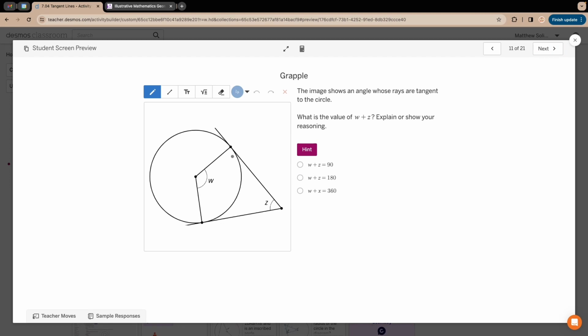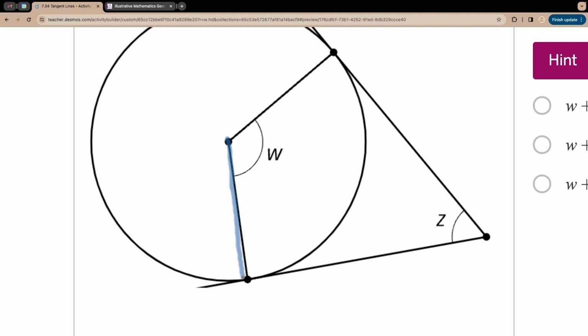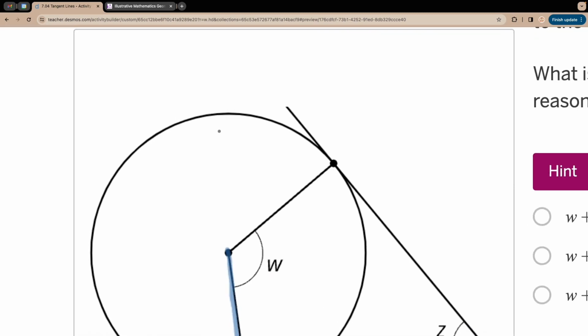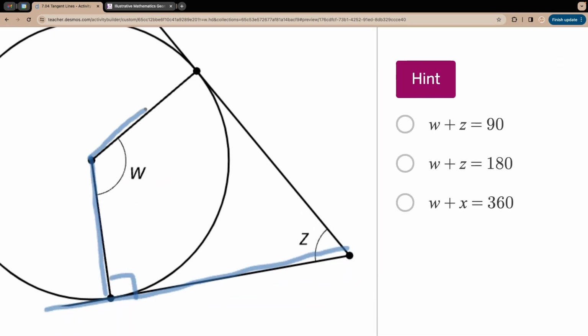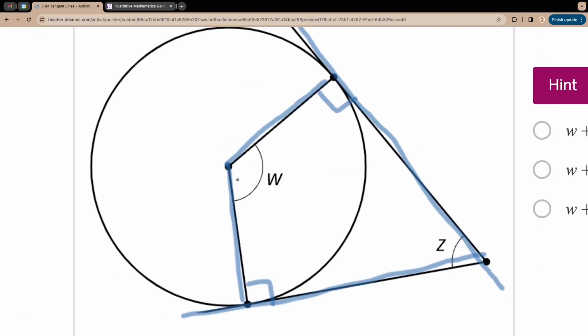We talked about this one. We got two tangent lines, and then we want to know, what do we know about y and z? Well, first, this is a radius, and this is a tangent line. So this angle is 90 degrees. Up here, we got another radius and a tangent line. I'm going to fix that line. That's better. That one's also 90 degrees, right? That's what we know about radius and tangent lines.